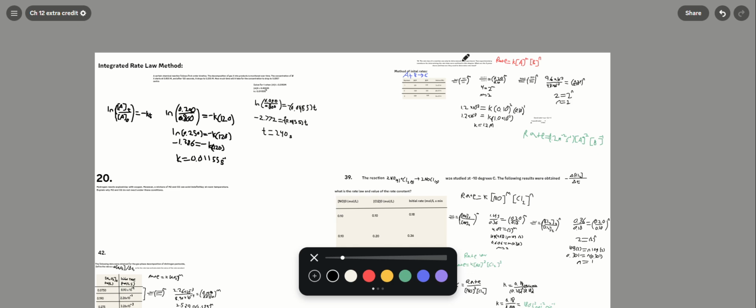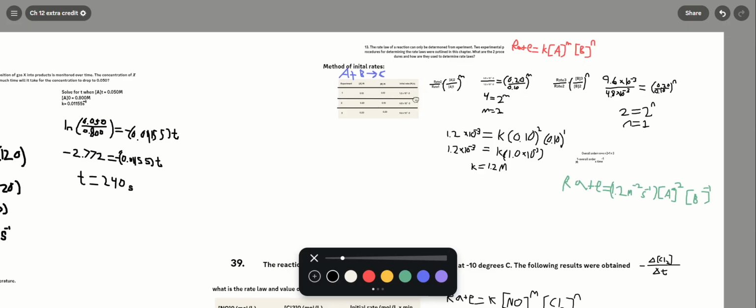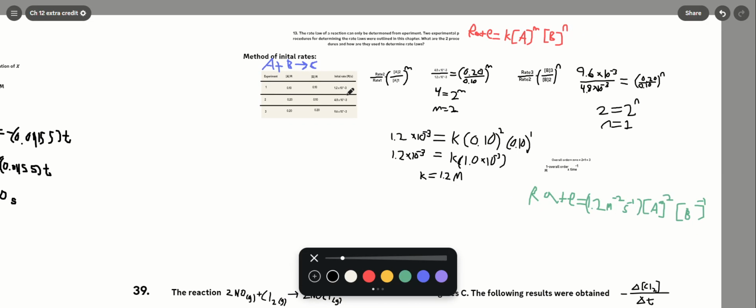I would like to apologize for any background noise, but starting off with question 13, the question states that the rate law of a reaction can only be determined from experiment. Two experimental procedures for determining the rate laws were outlined in this chapter. What are the two procedures and how are they used to determine rate laws?